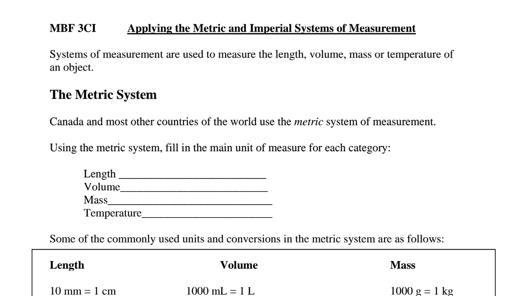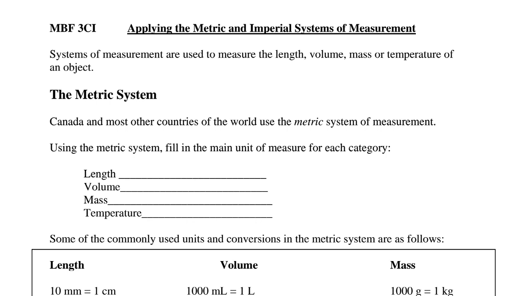So today we're going to try and solidify your learning on the idea of metric and imperial systems of measurement. Okay. And what we're going to try and do is get you to understand how to convert something from metric to metric, and then from imperial to imperial, and then eventually be able to switch between the two different types of objects.